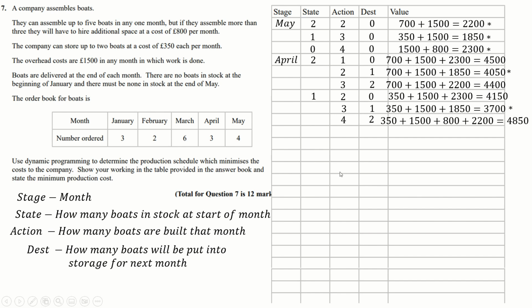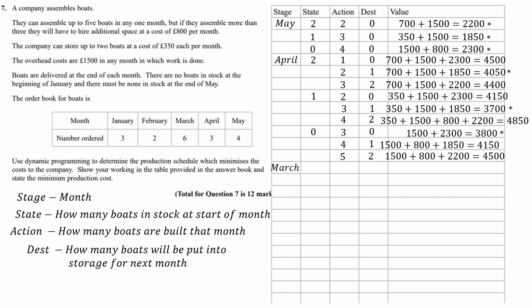And finally, if you enter April with 0 boats in storage, you could build 3 and leave none, or you could build 4 and leave 1, or you could build 5. You can build up to 5 boats a month and leave 2. That will cost this, this, and this respectively, and the most optimum strategy is this one here. So if you enter April with 0 boats in storage, you're going to want to do this thing from then on. Leave 0 in storage for May, and so on. Then we just keep working exactly the same idea. We do the same for March.